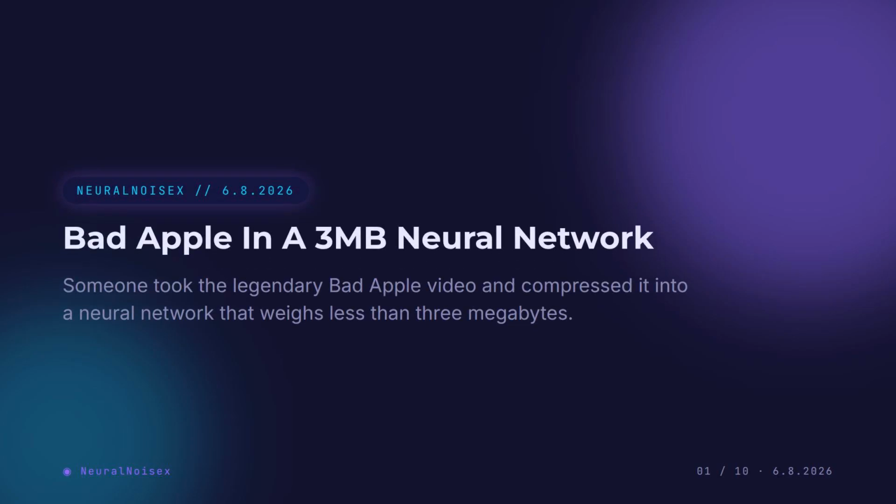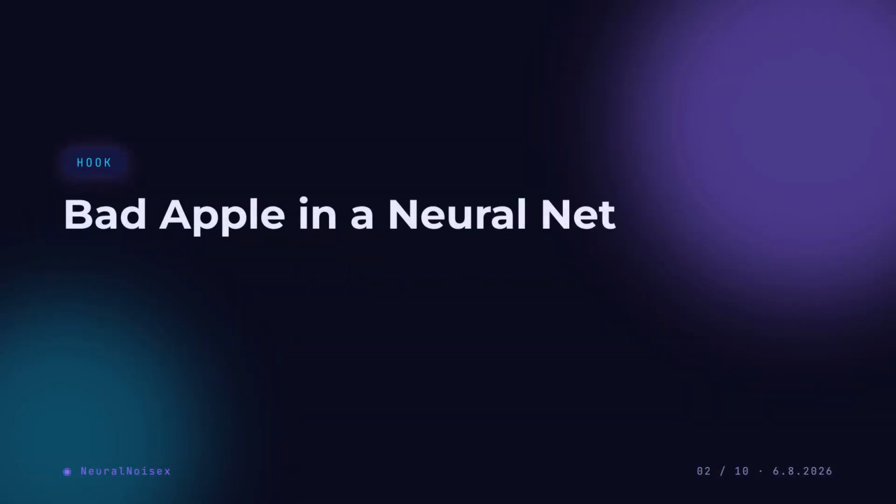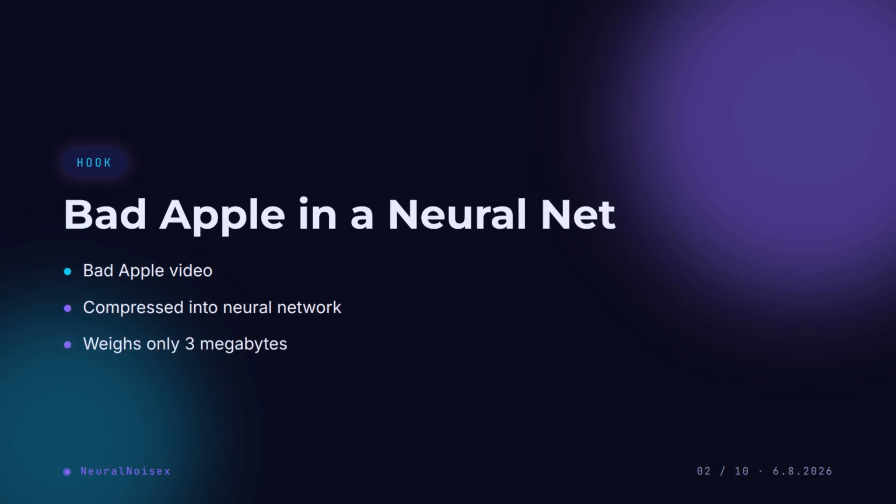Someone took the legendary Bad Apple music video and compressed it into a neural network that weighs less than 3 megabytes. The original Bad Apple is a black and white animation that has become a staple of tech demos for decades. But this time, instead of encoding it as pixels in a video file, the creator trained a small neural network to memorize the entire thing. The result is a model that can regenerate the video from nothing but learned weights, all stored in a file that barely registers on the size scale of modern video files.